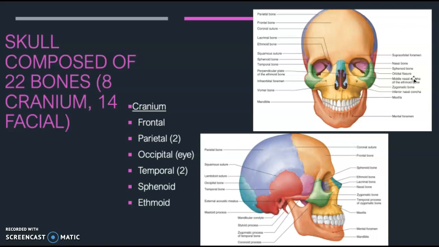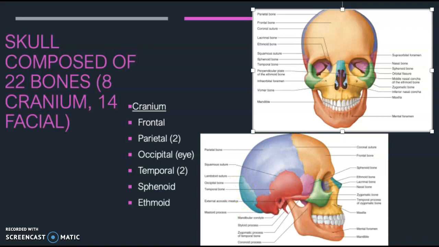So first we have the frontal, the parietal, which has 2, the occipital, the temporal, the sphenoid, and the ethmoid, my bad. The frontal is in the front of the skull. The parietal is kind of on these sides. It has 2 of them. The occipital is in the back, so you can't see it. You have to look at the bottom picture. It's that blue part of it.